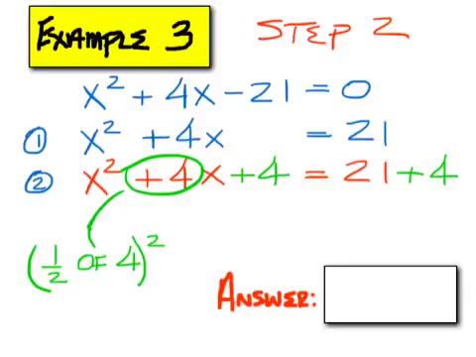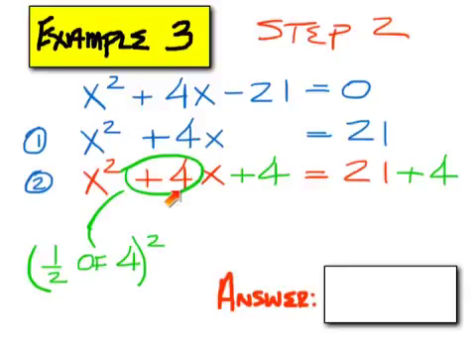For example 3, we're going to step 2 now. So here is the equation. X squared plus 4x minus 21 equals 0. Step 2, like we just did, move the minus 21 to the right and make it plus 21. Now the next step is to do this. Whatever your middle term is, the number beside the x, makes no difference if it's positive or negative. Divide it by 2 and then square the result.